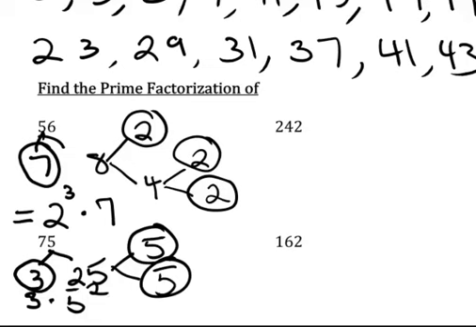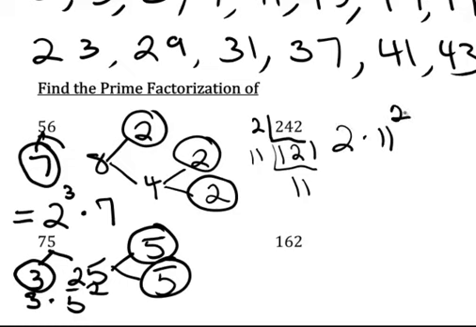For a number like 242, what I might do here is take my number 242 and divide it by 2. So 2 goes into 242 121 times. Now, I know I can break up 121 into 11 and 11. This is what we call a factor ladder, because they kind of look like little ladders. And now I can't break down 11 anymore, so my answer is 2 times 11 squared.